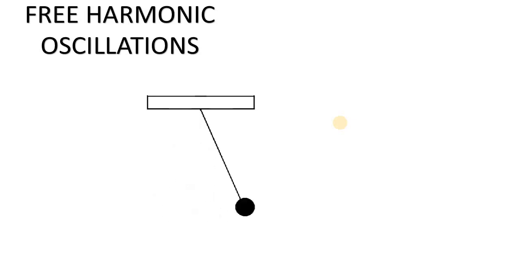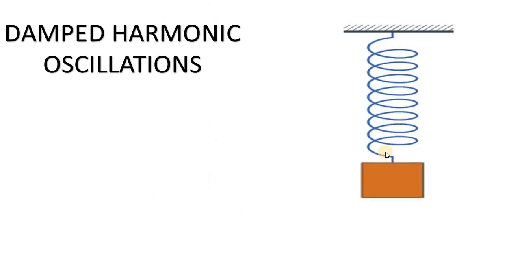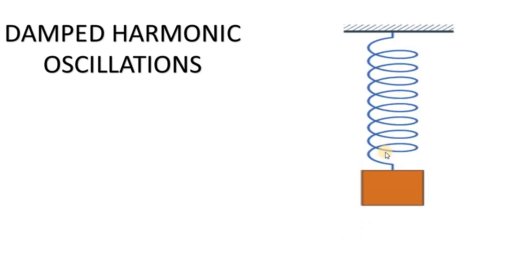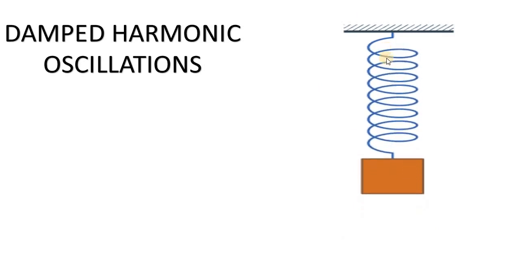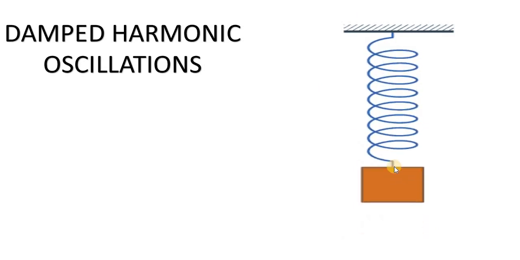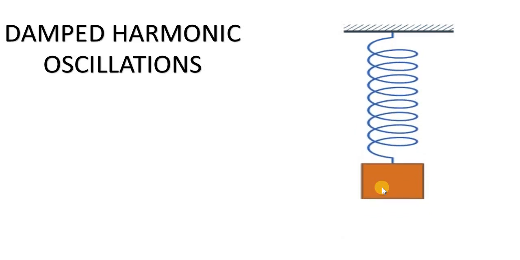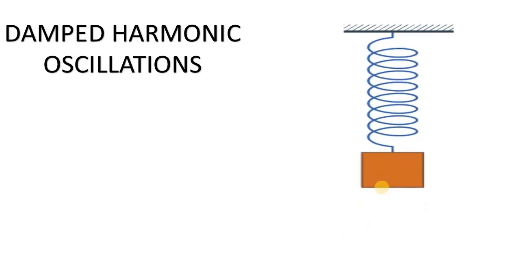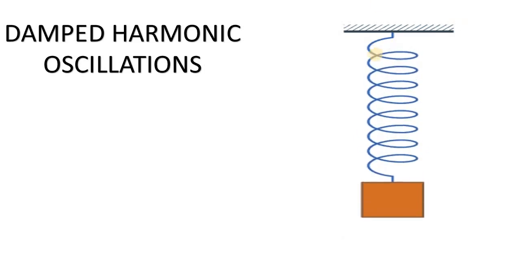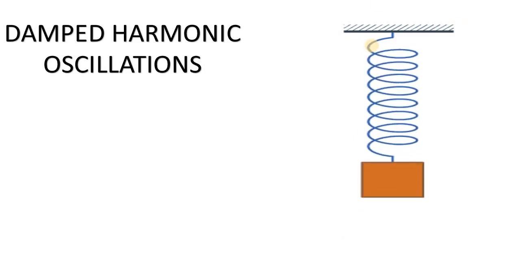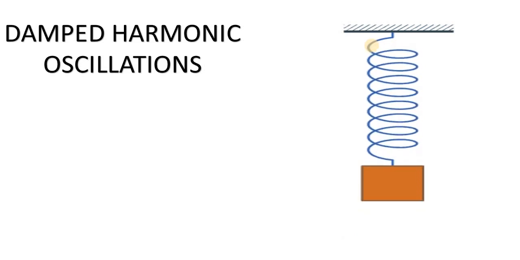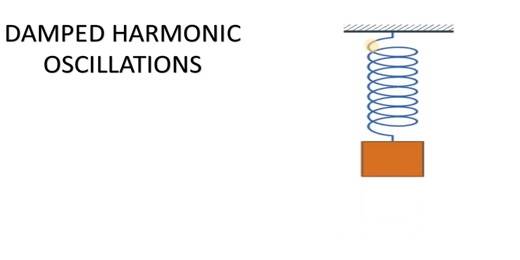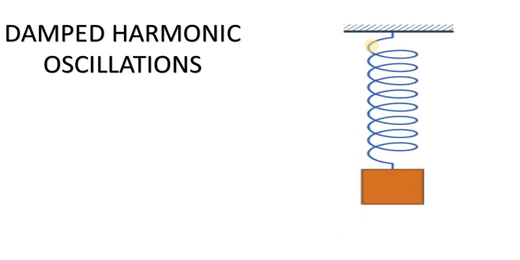The second one is a damped harmonic oscillation. As you can see in this picture, once the spring starts oscillating, after a particular time it comes back to the rest position. Why? Because there is a restoring force as well as a damping force acting on the arrangement. It is experiencing an external resistive force. So it will lose its energy gradually, its amplitude will become zero, and it will come back to rest. That is a damped harmonic oscillation.